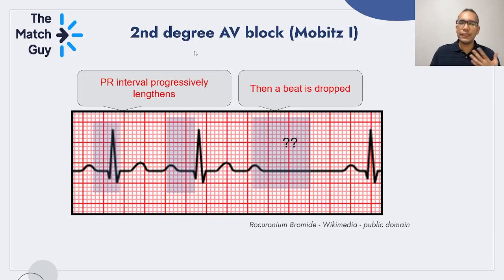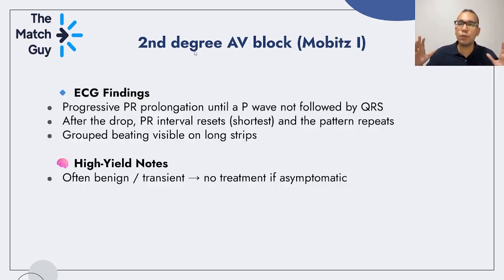Now, guys, what's basically happening here is that the AV node gradually becomes fatigued. So each impulse takes a bit longer to get through it until finally one beat is completely dropped. And the reason for this could be increased vagal tone, or again, beta blockers, or anything that may block the AV node. And the most important thing about it is that they are going to ask you about the management. If the patient is asymptomatic, this patient requires no treatment. So again, longer PR interval until one is dropped. This is Mobitz type 1.